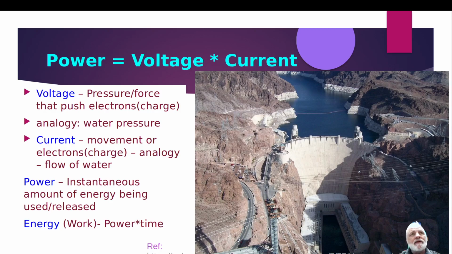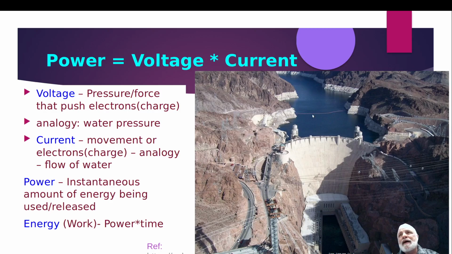So the first thing we need to consider is what power is when we talk about an electrical circuit. We have something called voltage. Voltage is like the pressure or the force that causes electrons to move. Current is the actual movement of those electrons. If you multiply voltage times current, that gives us what we call instantaneous power. And if we multiply that power times time, we get the energy, or the amount of work that can be done.